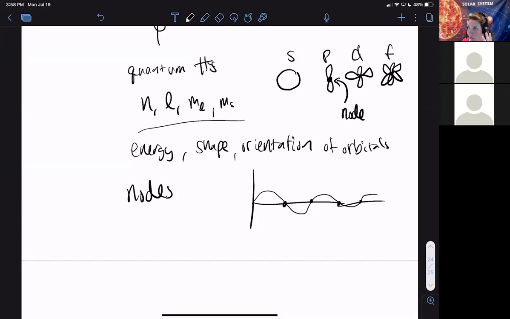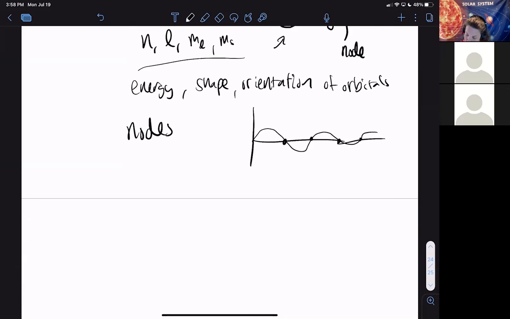Every single orbital has at least one node with the exception of s. But as you get higher and higher in energy level, you get more and more nodes, including in the s orbitals. So you should be able to solve for your radial nodes and your angular nodes. Okay.